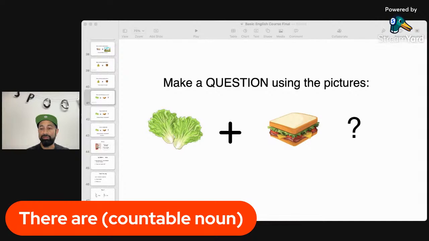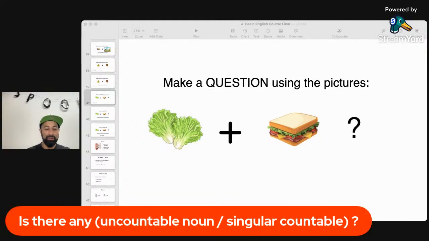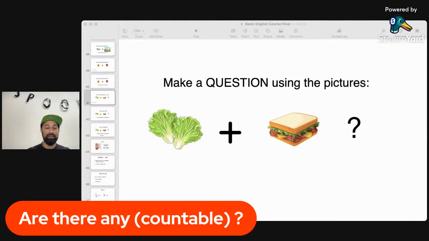So let's make a question. With the question, remember, again, we have to determine, is it going to be countable? Is it going to be uncountable? So if it's uncountable, is there? If it's a singular noun, is there? Don't forget the word any. If it's countable, please use are there.